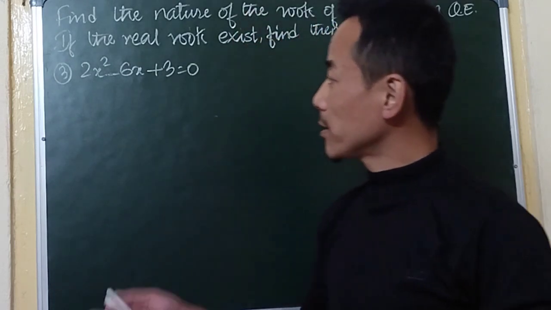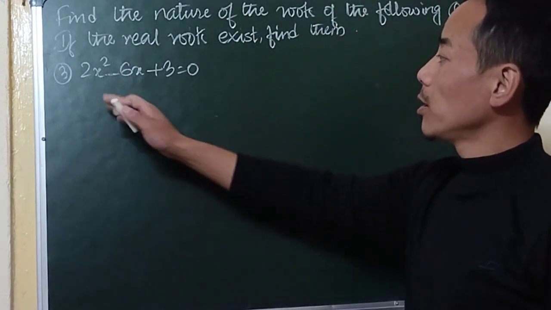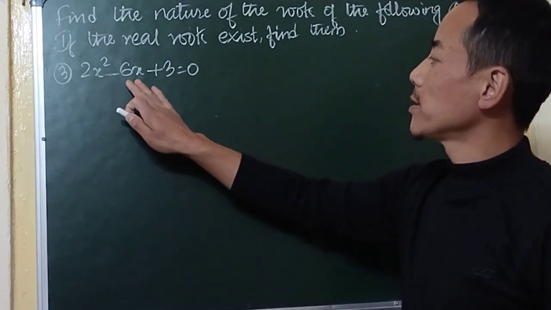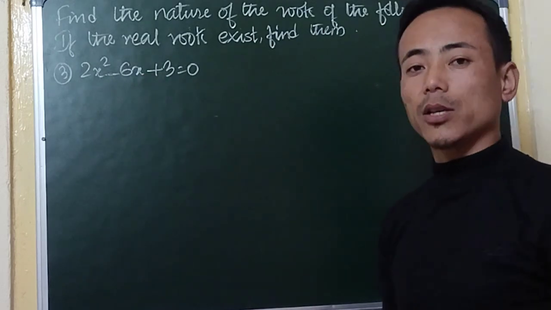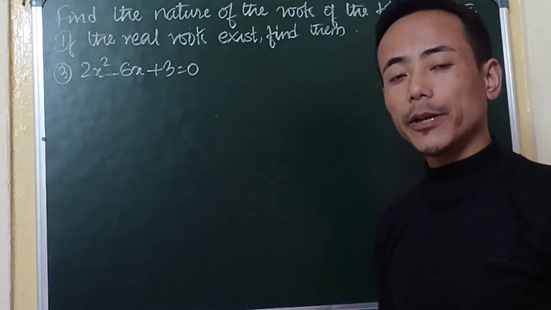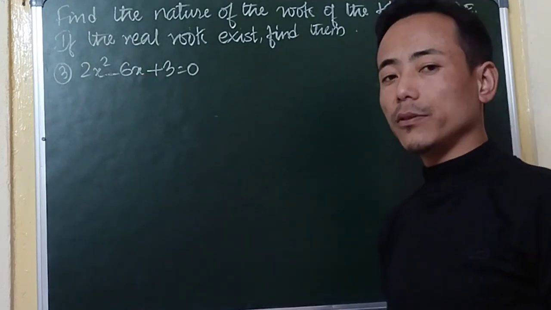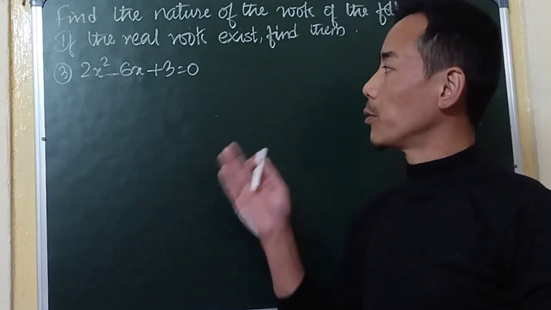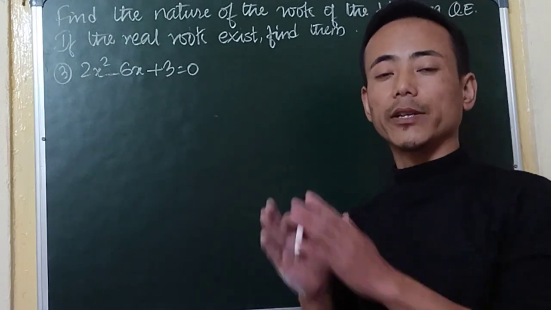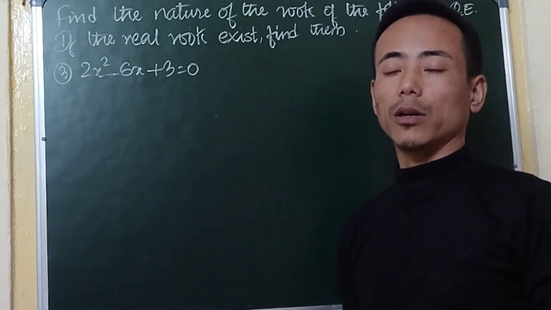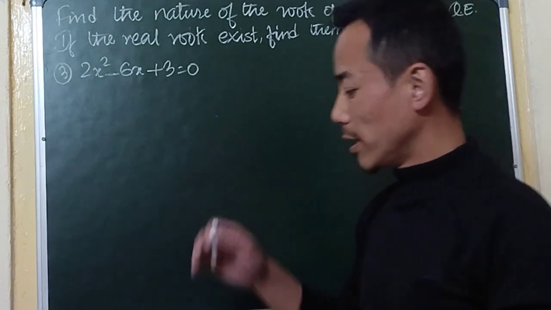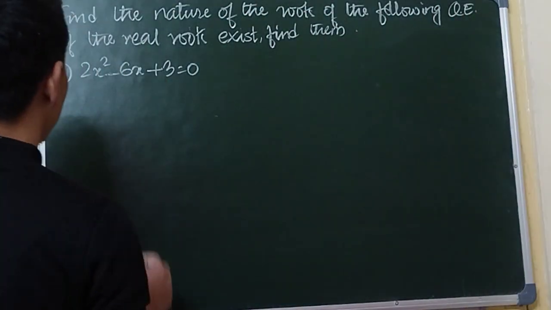Alright, so let's take the third question here. The equation given is 2x square minus 6x plus 3 equals to 0. So let's see the value of discriminant first, and if the value is greater than 0 or equal to 0, then we can find the roots. If it is less than 0, then there are no roots for the equation. So let's solve this question.